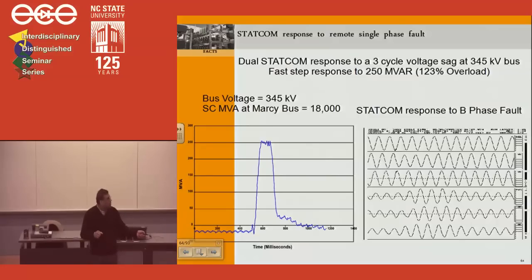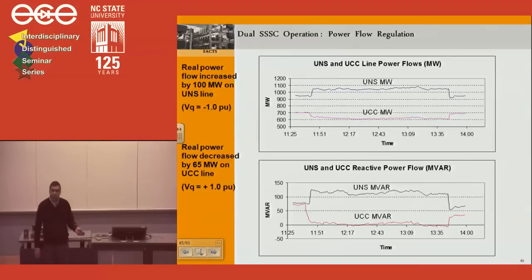So this is the real result, and this is why the utility wants to buy these things. There was a fault on the system. These are the three-phase voltages, and one of the voltages dips. This is what the voltage regulator does in terms of giving out reactive power such that it can maintain the voltage. The B-phase dips due to a single line to ground fault somewhere, and this is what the converter does in terms of giving out current to maintain this voltage such that it doesn't go any lower. This is why they buy these things.